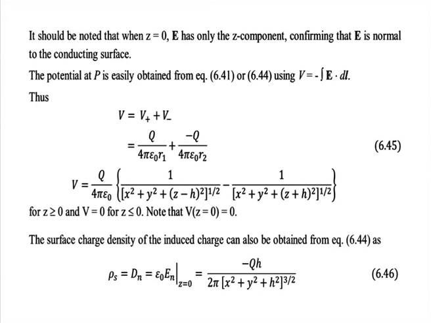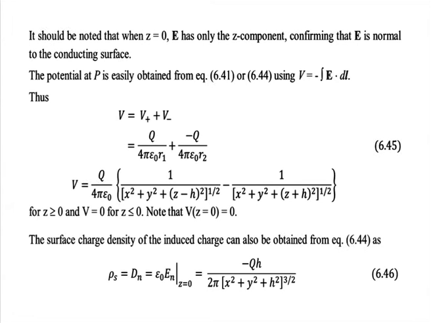Thus, V is equal to V plus plus V minus, and when expanded we get V is equal to q upon 4 pi epsilon naught into the quantity 1 upon the square root of x square plus y square plus z minus h whole square, minus 1 upon the square root of x square plus y square plus z plus h whole square, for z greater than or equal to 0, and V is equal to 0 for z less than or equal to 0. It should be noted that at z is equal to 0, the value of V is equal to 0.